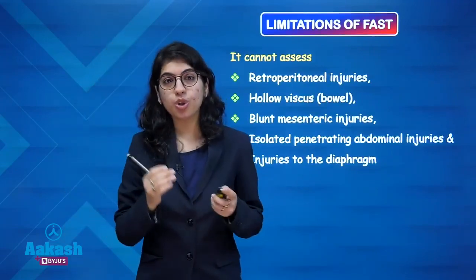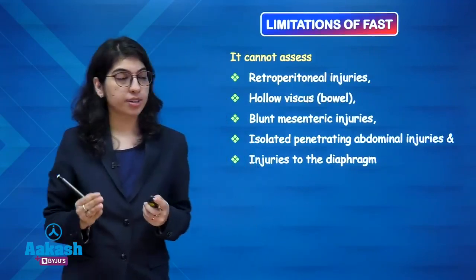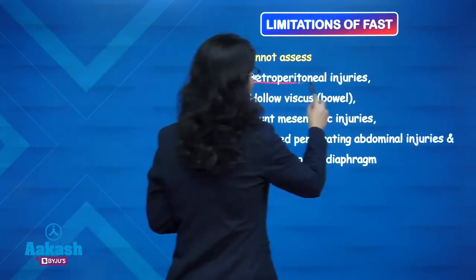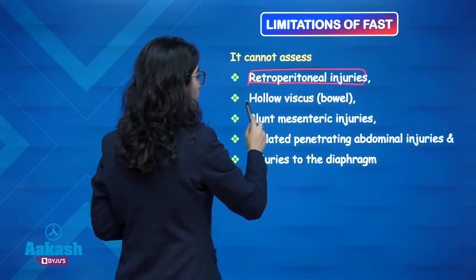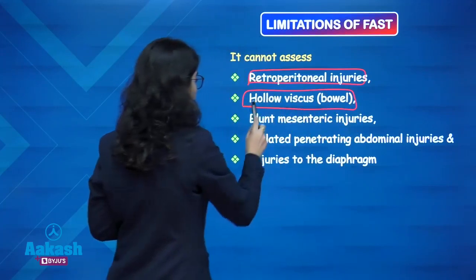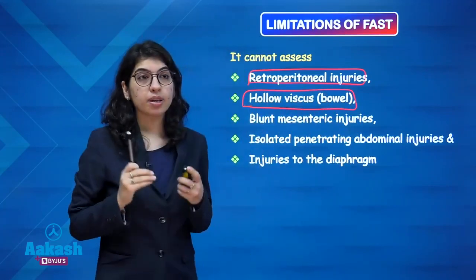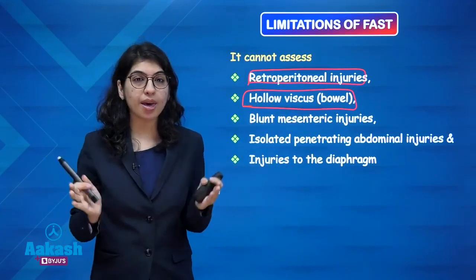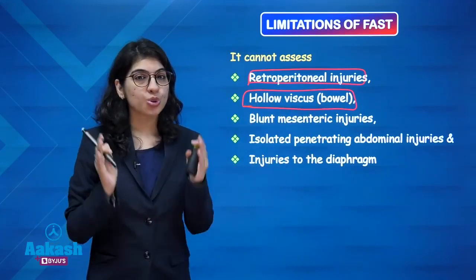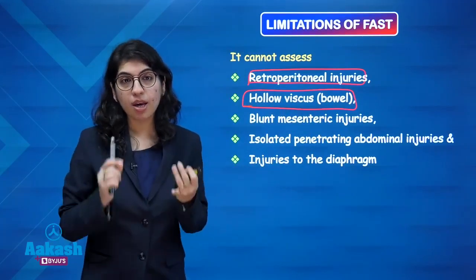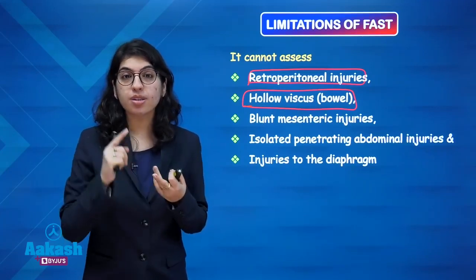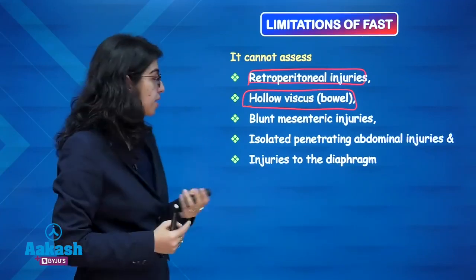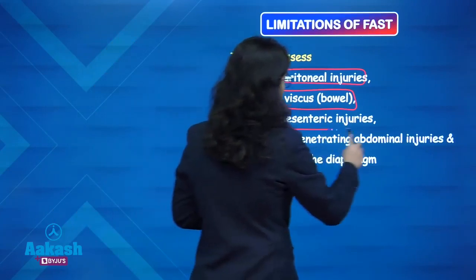What are the limitations of FAST? Very, very important. Which injuries can FAST not assess? First, retroperitoneal injuries. Remember that. Hollow viscus injuries. Again, bowel injuries cannot be assessed, because bowel injury will lead to a lot of gas in the abdomen, and air is the enemy of ultrasound. So that is one thing that you can miss. Hollow viscus means bowel injuries. Retroperitoneal injuries can be missed. Third, blunt mesenteric injuries can be missed.